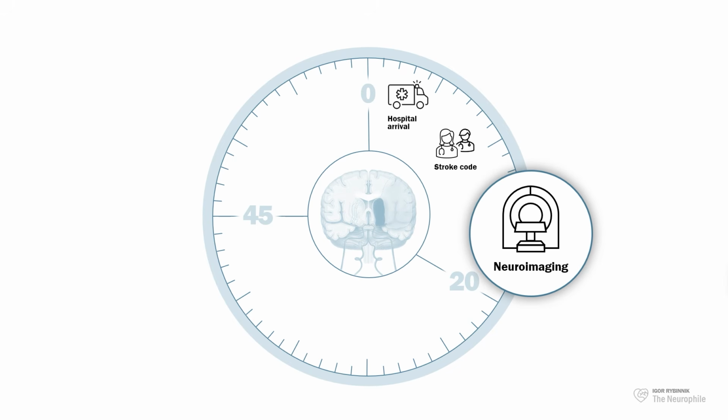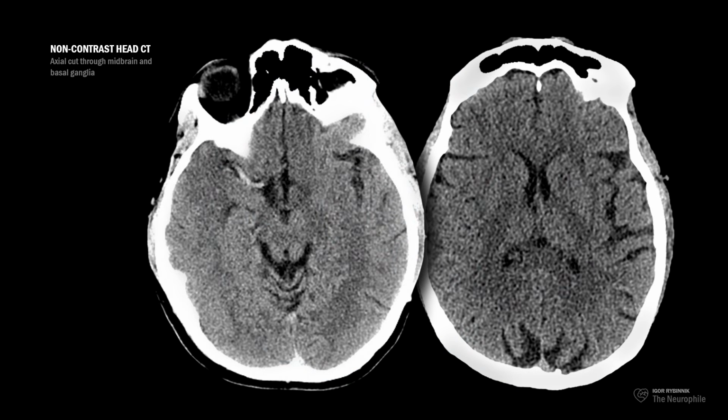Now that we understand the localization and early differential diagnosis, it's time for some neuroimaging to confirm our hypothesis. And we'll start with the non-contrast head CT. Why? Well, it's an excellent study to exclude hemorrhage, with a sensitivity of over 90%. These are axial slices through the midbrain and basal ganglia. This patient is facing the top of the slide, and the patient's left is on your right.